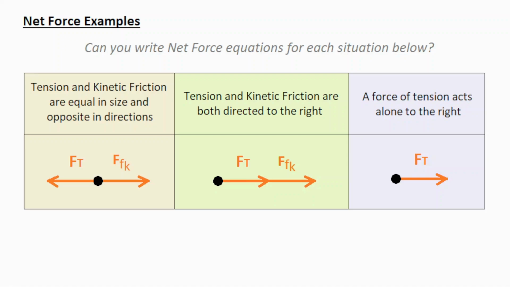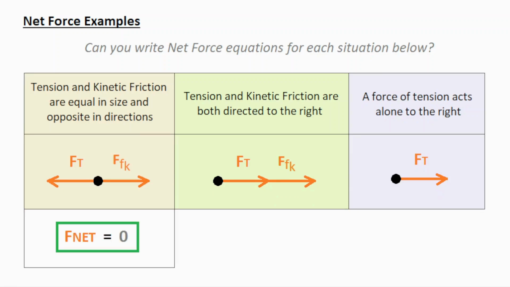Here are 3 quick examples. We are trying to take these diagrams and turn them into net force statements. The first one states that tension and kinetic friction are equal in size and opposite in direction. Well, I might consider subtracting them, but they have the same magnitude, so they would subtract to 0. There is no net force when forces are balanced.